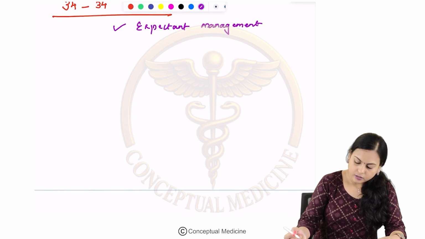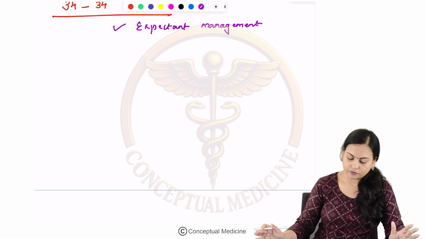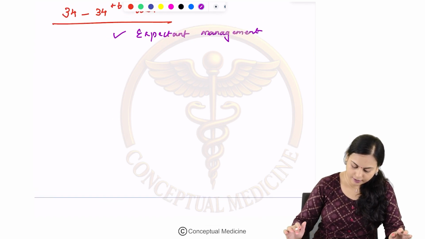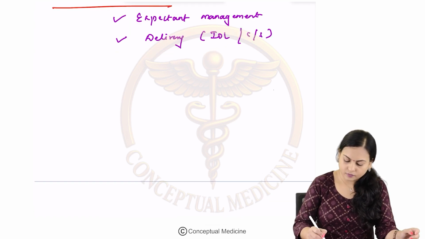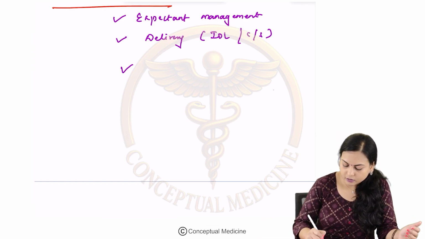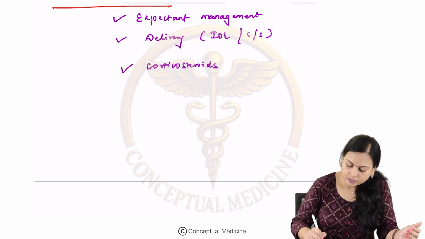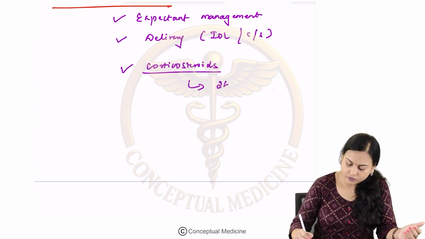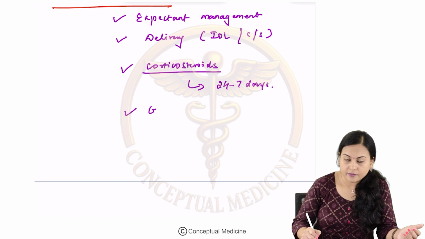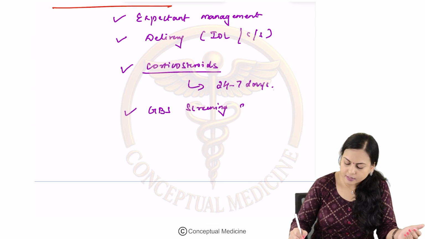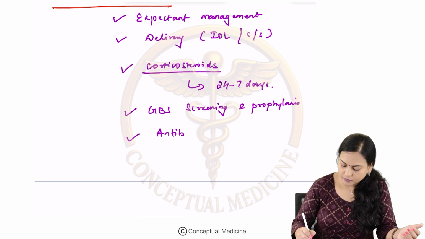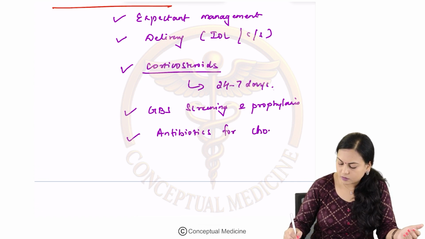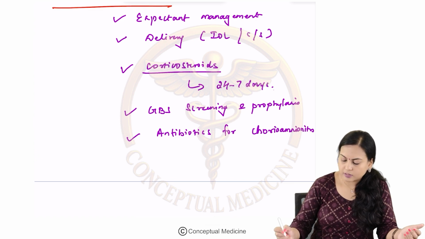We have to allow time for the term cutoff. Up to 34 plus 6 gestation, you have to give expectant management. Then delivery can be planned either by induction of labor or cesarean section, and during this period you have to plan to give corticosteroids if the delivery will not happen in another 24 hours to 7 days at least. You have to do GBS screening as well as prophylaxis, and you have to give antibiotics for chorioamnionitis.